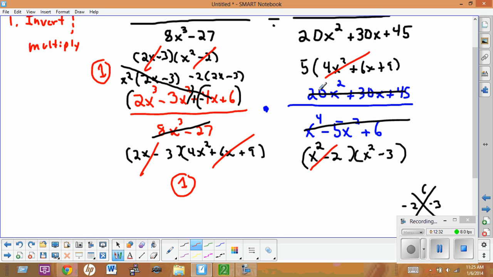Up here, I'm left with a 5. There's no other numbers to cross out with. And I have an x squared minus 3. Can't do anything with that either. So our final answer to this one is 5 over x squared minus 3.